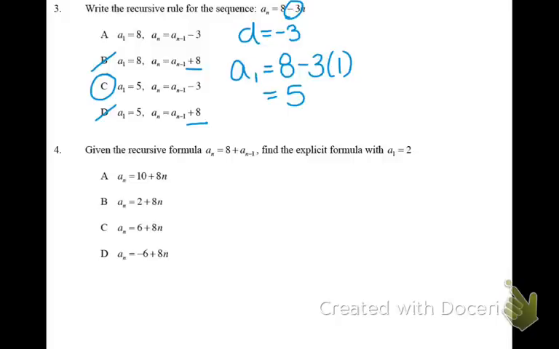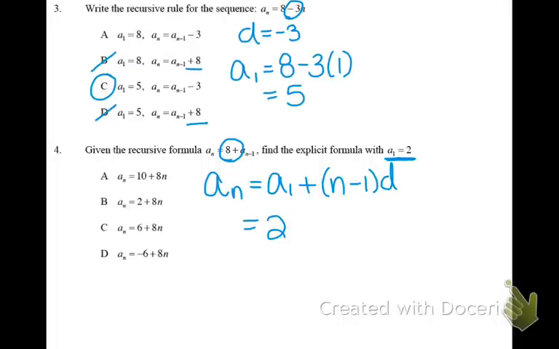Number 4 is going backwards from what we did with number 3. You have the recursive, and now we're doing the explicit. So this is arithmetic once again because you are adding. Your explicit formula for arithmetic is AN equals A1 plus n minus 1 times D. We know the first term is given to us, that is the 2, so I can replace the 2. And what you're adding every single time, this +8, is your common difference.